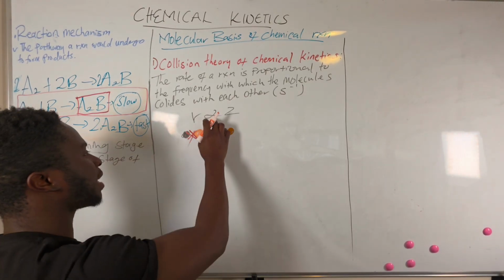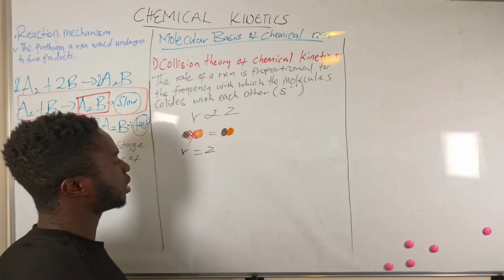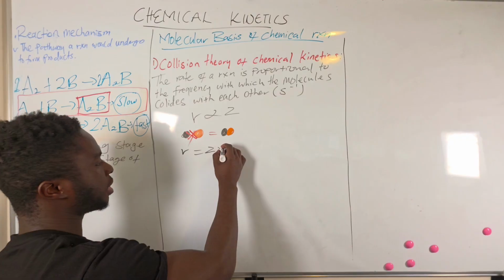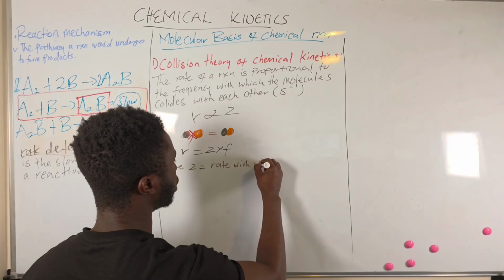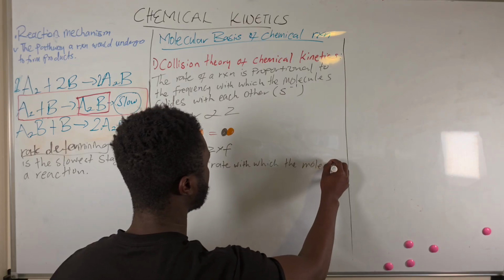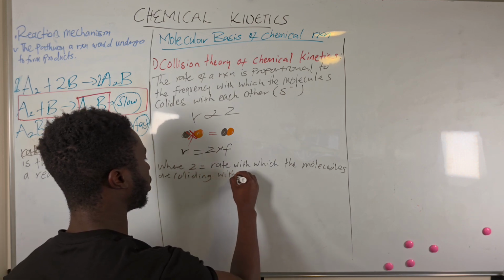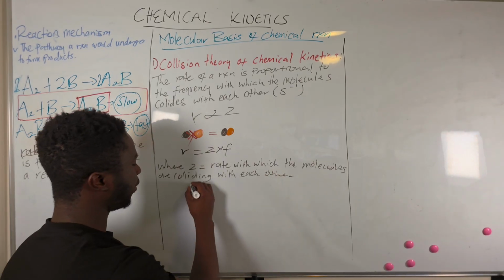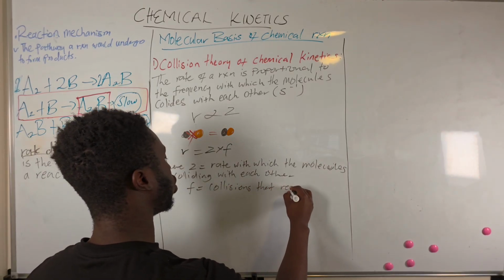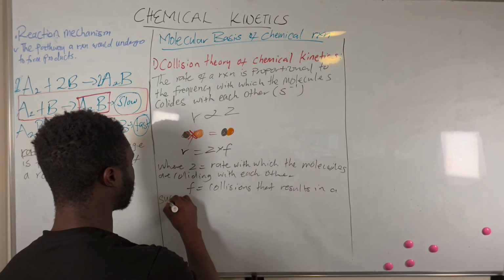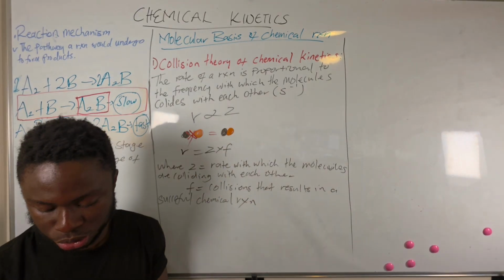So if not all collisions are effective, this sign of proportionality would change, and now the rate of the reaction will be equal to Z, which is still the rate at which the molecules are colliding with each other, times F. Where Z is equal to the rate with which the molecules are colliding with each other, and F now becomes the collisions that result in a successful chemical reaction. Right? So now this becomes the new equation of the reaction.